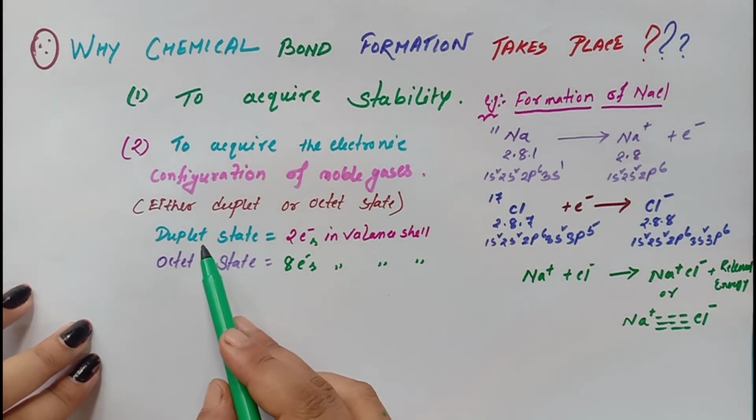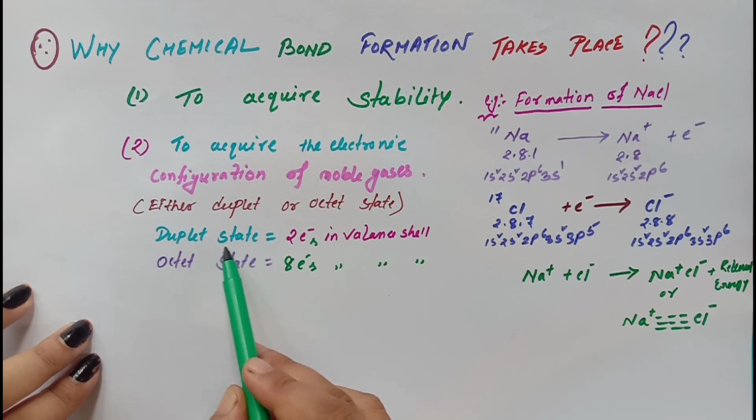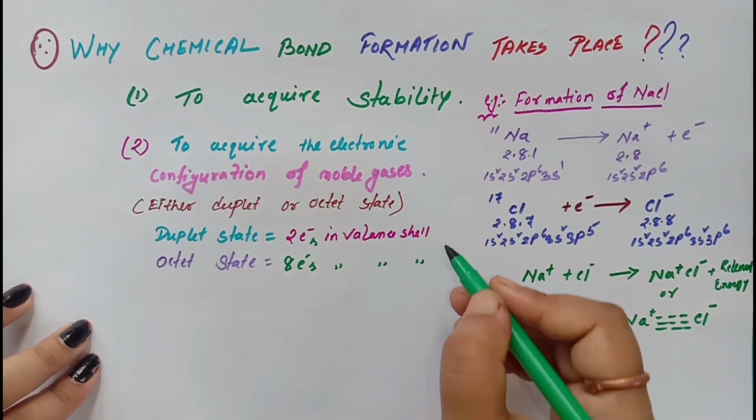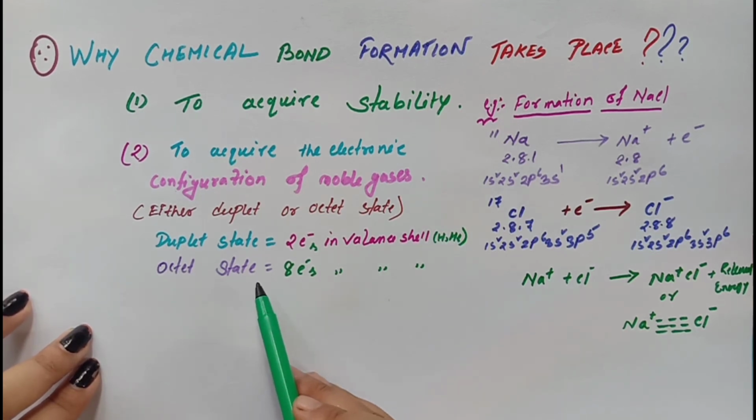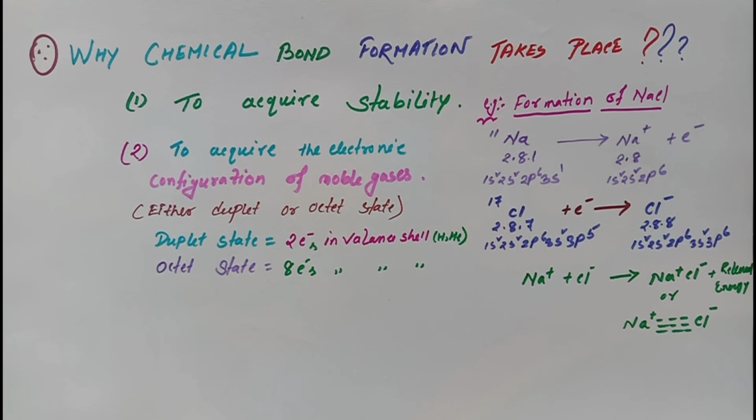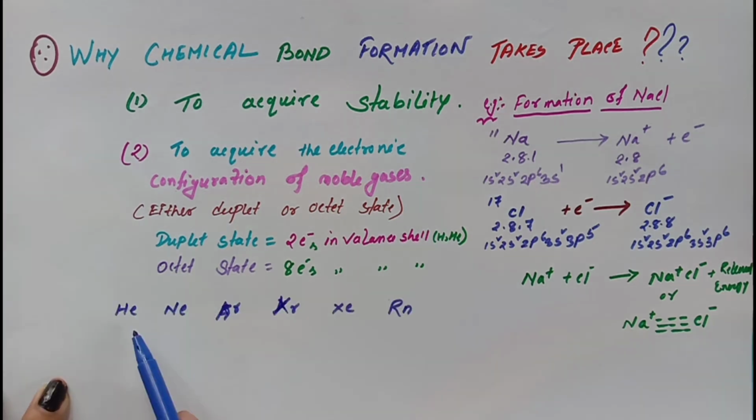So the atoms which follow the duplet state rule are hydrogen and helium. Except for these elements, the others will follow the octet state rule. So all atoms or ions want to attain the noble gas configuration. That is why they try to form chemical bonding between them. So what are the noble gases? These are the noble gases: helium, neon, argon, krypton, xenon and radon. In the periodic table, their position is in group 18.